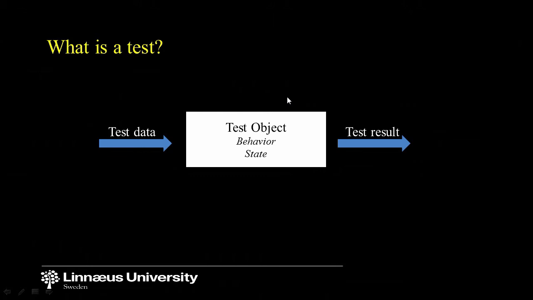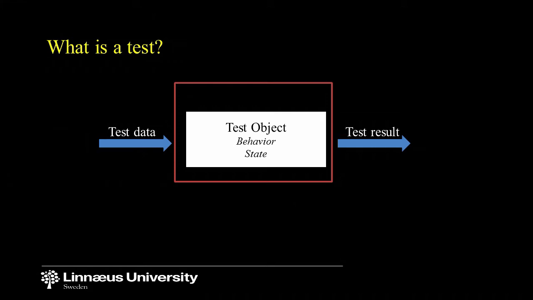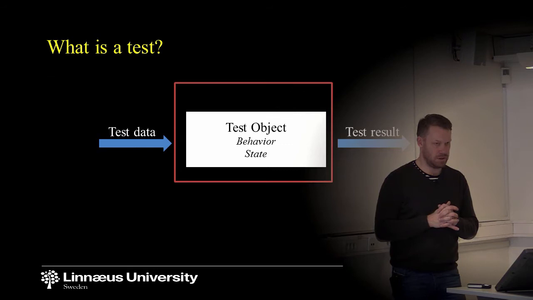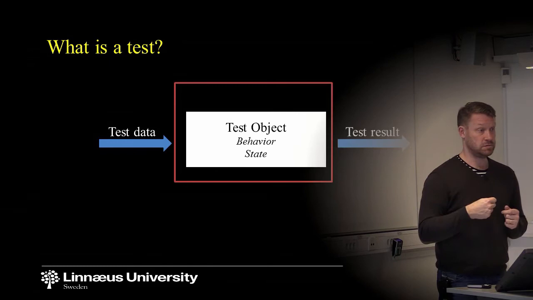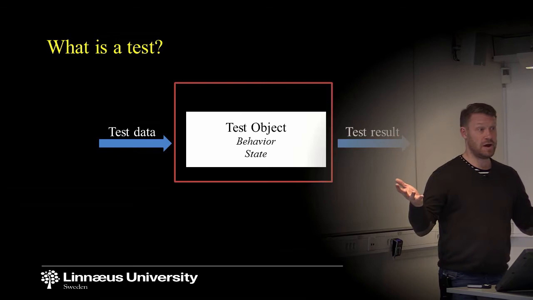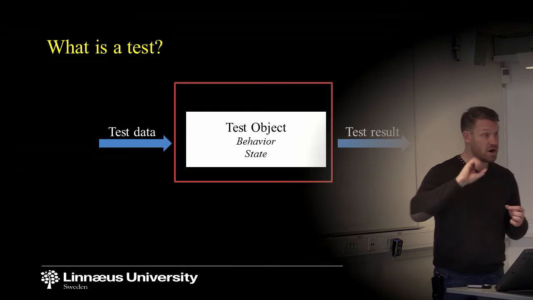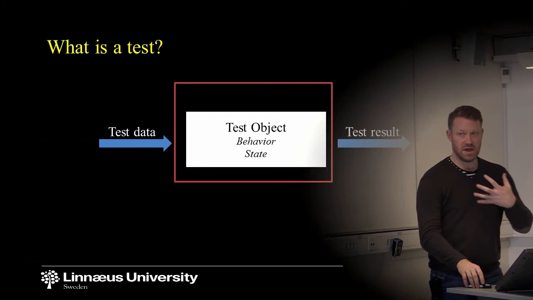However, there's more to it. This red frame here describes the environment. Because you know that we cannot test something in isolation. There are always dependencies. Say that you're testing for performance. If you have 5 other applications running on your computer, that will affect the performance. So there is an environment that affects the test. So you have to take that into your test description.